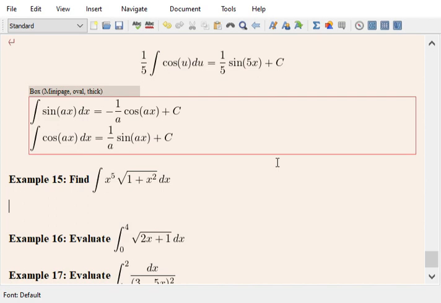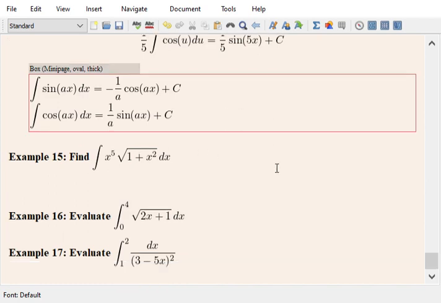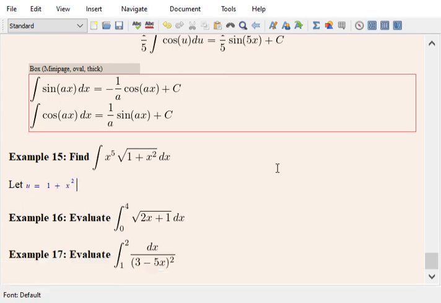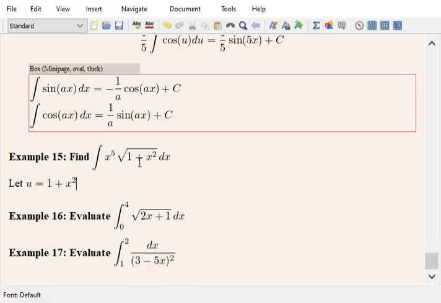Alrighty. So this one is interesting. I like this one because it sort of throws a curveball your way. So let's start the way that we've been starting. Let u be whatever is inside the box. In this case, it's square root rather than parentheses.